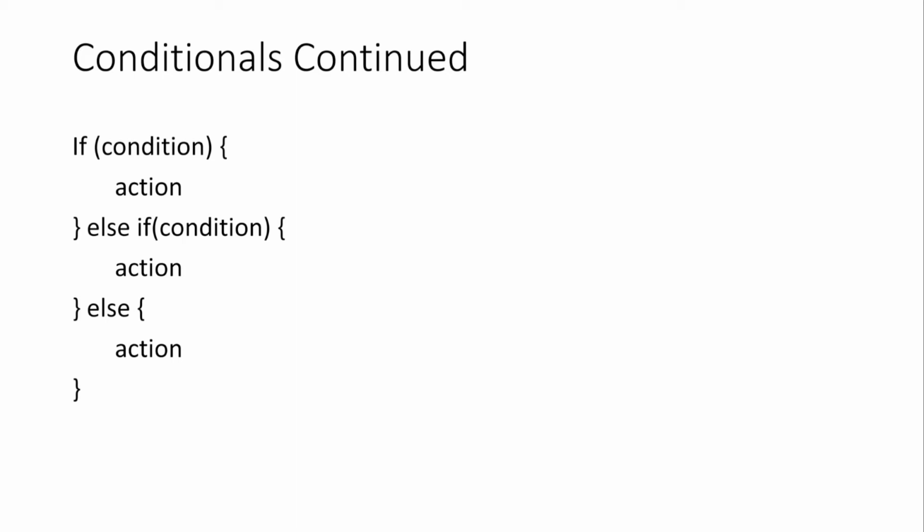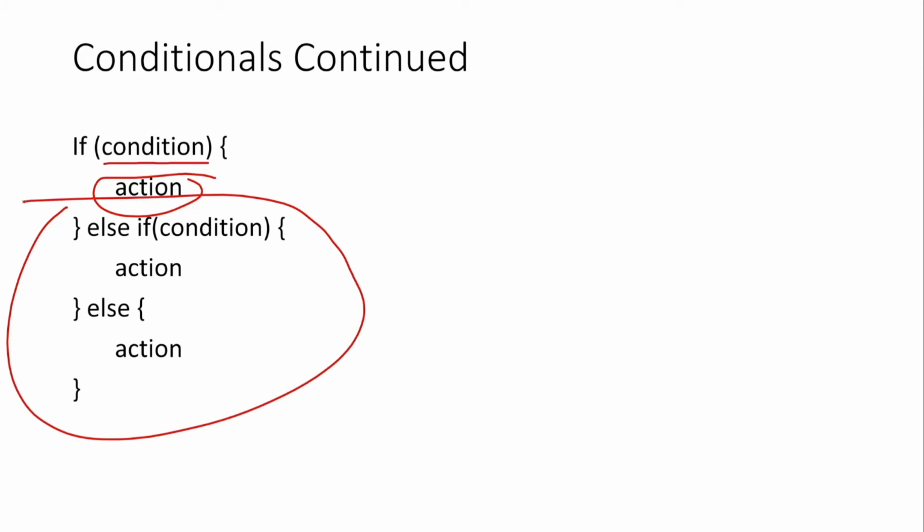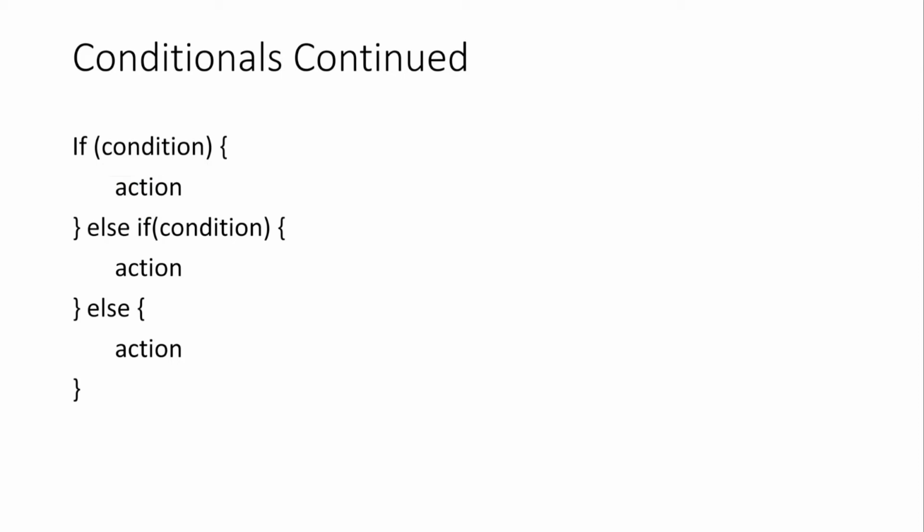So let's look at the flow of the thing. In the if, we have a condition that we're checking. If this is true, we will do the action, and then we'll skip over all of this and continue with the program. Because, well, in this condition, if one of these conditions is true, we don't need to check the other ones, and we don't want to do any of the other ones, because that's not the point of a conditional.